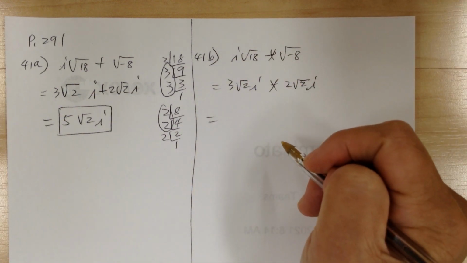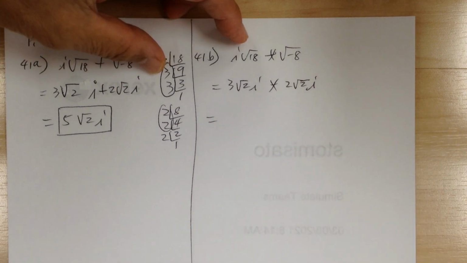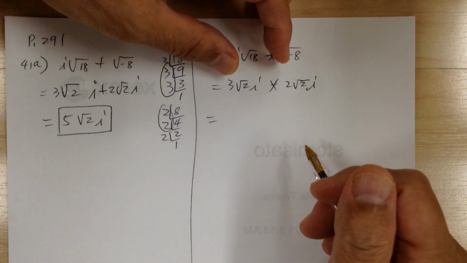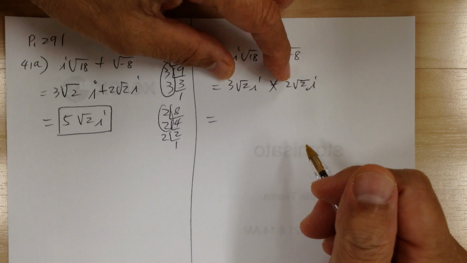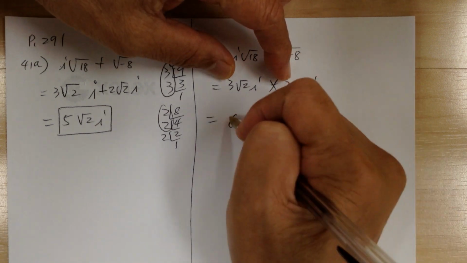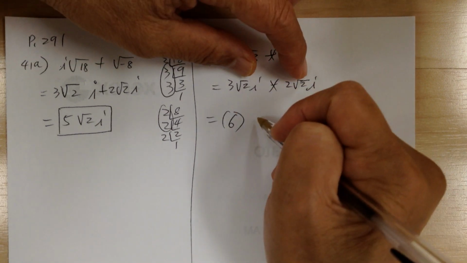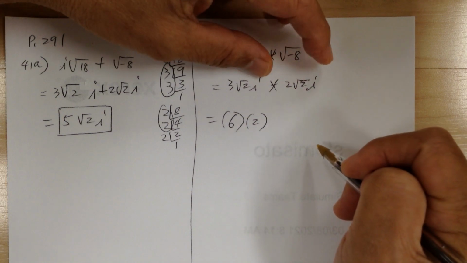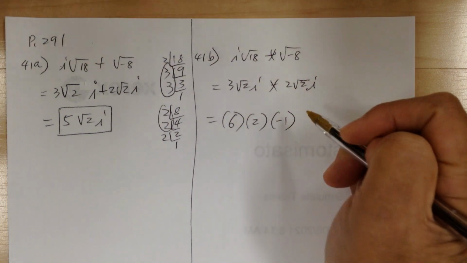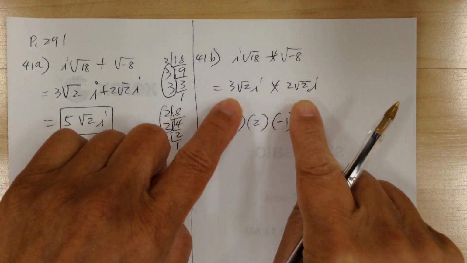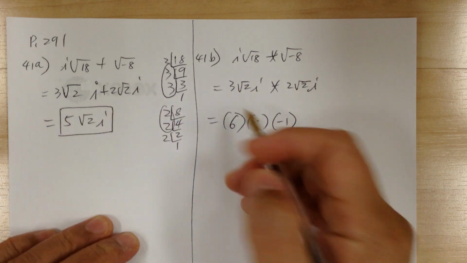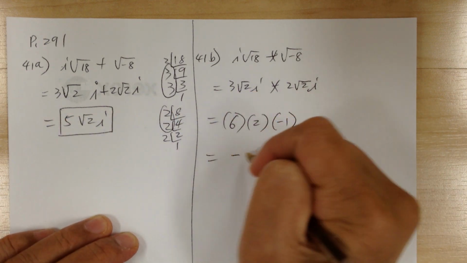Okay, so let's go and multiply. Again, when you multiply, you only can multiply the same type of numbers. So this is the integer, so 3 times 2 is 6. Radicand times radicand will give you integer 2. i times i will give you negative 1. Okay, so you can just multiply integer, radicand, and the i. So this will equal to negative 12.